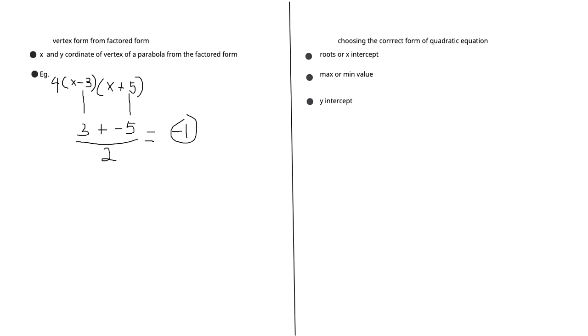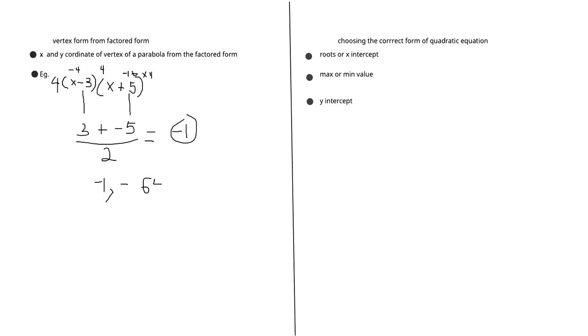Now to get the y coordinate, you just substitute negative 1 into this, and then the value will be our y coordinate. So negative 1 here will be negative 4, that's negative 1 minus 3. And then negative 1 here will be 4. So negative 4 times 4 will be negative 16. Then negative 16 multiplied by another 4 would be negative 64, if I'm right. So our y value is negative 64.